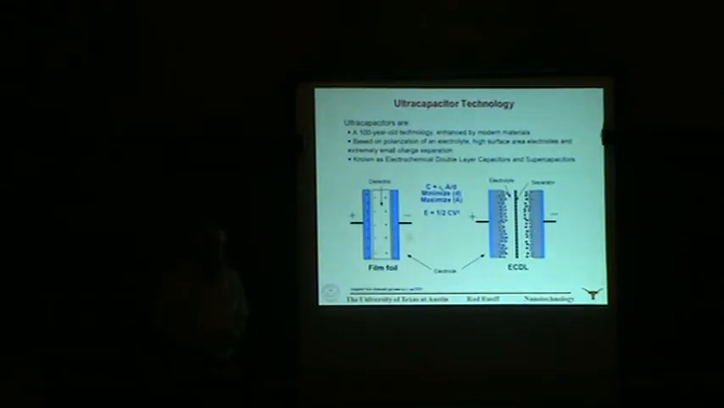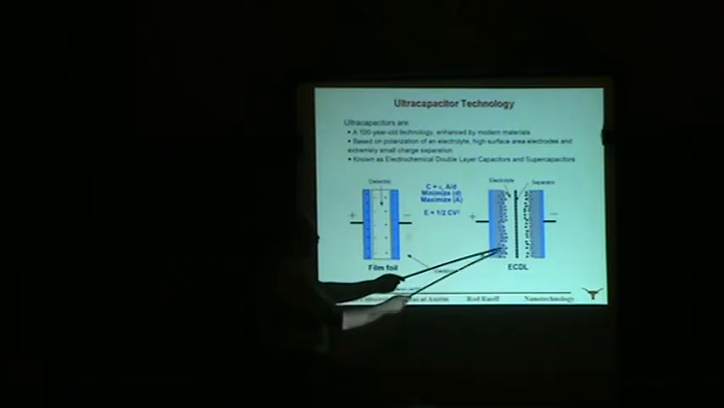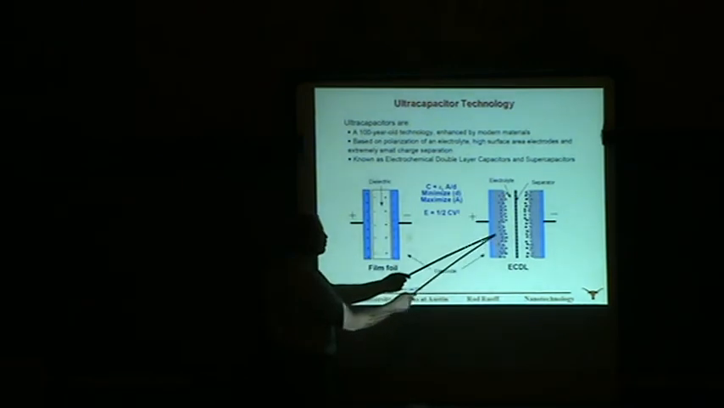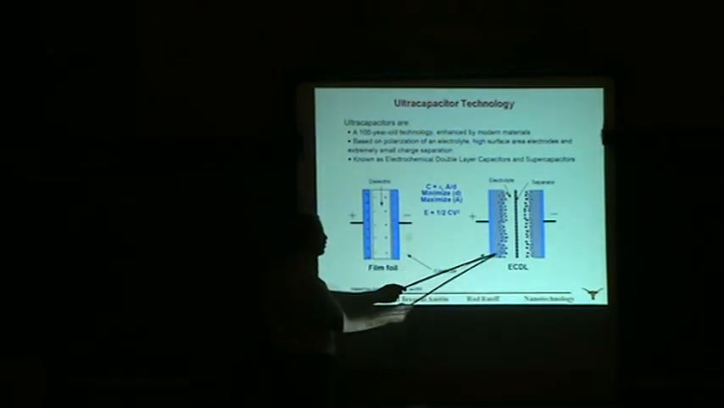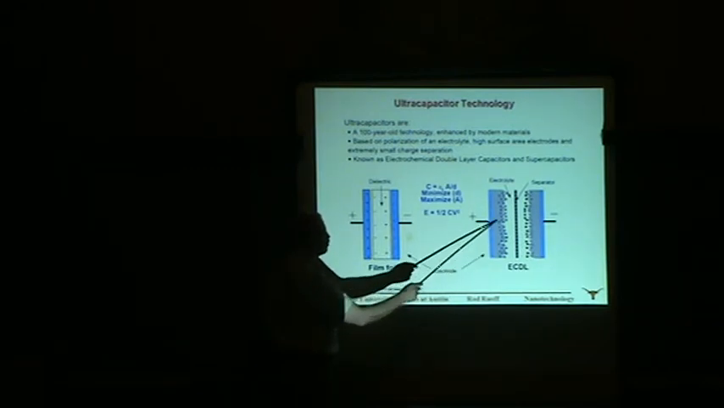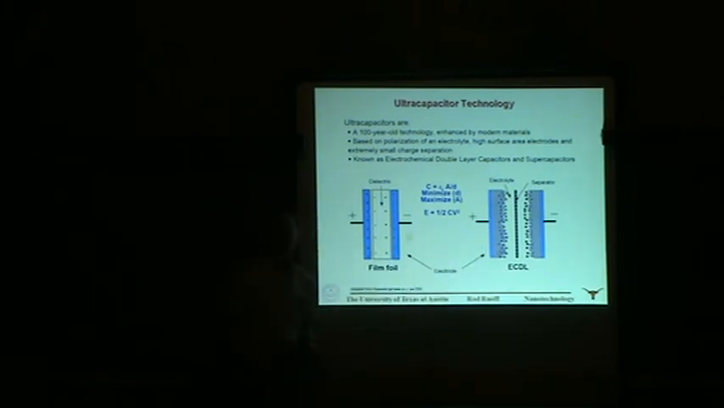So the type of capacitor we're used to thinking about from high school physics is a dielectric wedge between two metal films, and we polarize the dielectric. This is a different situation. We have an electrolyte in contact with some high surface area electrode. And this is referred to as the collector, the aluminum foil, for example.